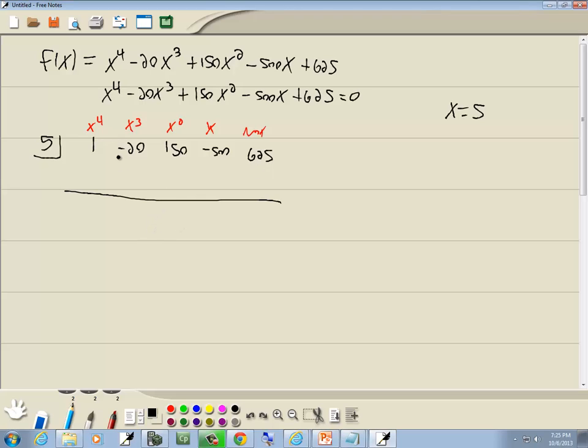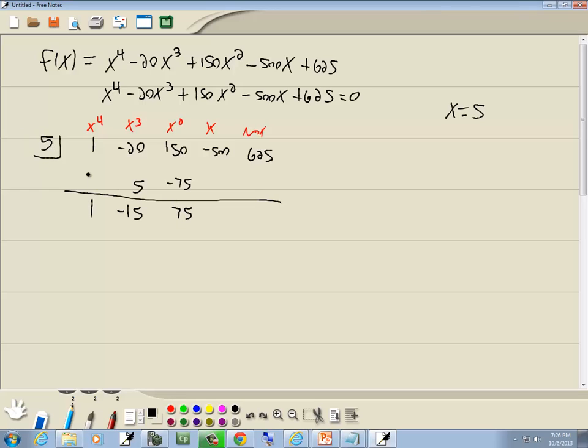Now, we're going to go through a series of adding and multiplying over and over till we're done. 1 plus nothing is 1. Multiply the number in the box by the number we put down there. 5 times 1 is 5. Add. Negative 20 and 5 is negative 15. Multiply. 5 times negative 15 is negative 75. Add. 150 minus 75 is 75.